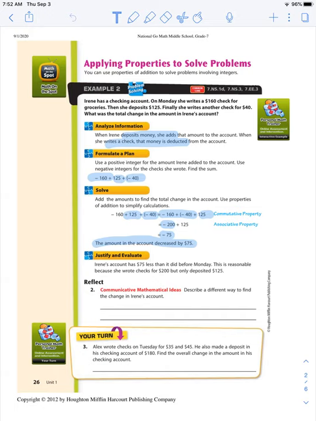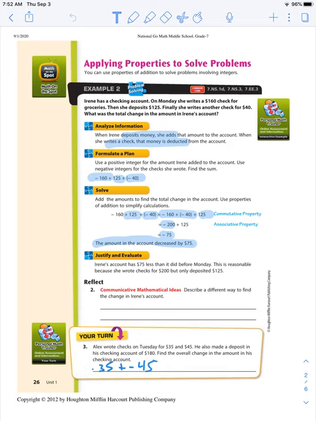So remember, when he deposits money, he adds to the account, and when he writes a check, the money is subtracted. So we're going to use negative numbers to represent the numbers that were on the checks. So let's write an expression. He wrote checks for 35 and 45. So we're going to start with negative 35 plus negative 45.